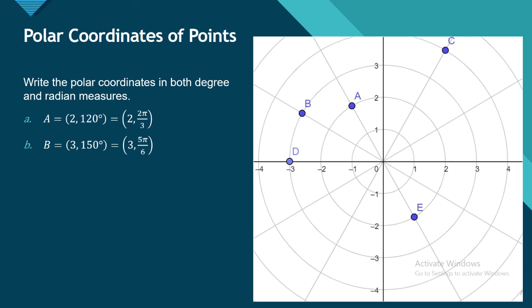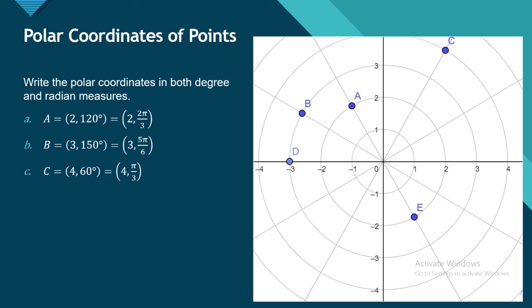How about point C? R for point C is equal to 4. In degree measure, the degree measure is going to be, this is 30 degrees, okay? This is 60 degrees. So it's going to be 4 and 60 degrees. In radian measure, that's going to be 4 and pi over 3, okay? Pi over 3.